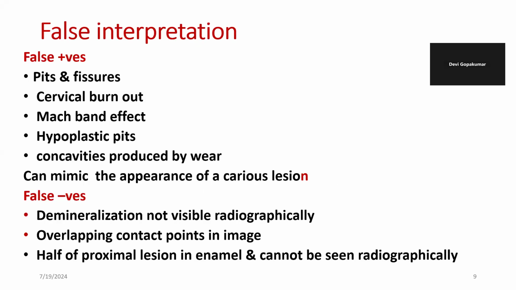False interpretations: you have false positives and false negatives. False positives are pits and fissures, cervical burnout, match band effect, hypoplastic pits, and concavities produced by wear, which can mimic the appearance of a carious lesion. False negatives are demineralization not visible radiographically and overlapping contacts in the images. Half of the proximal lesions in enamel cannot be seen radiographically.